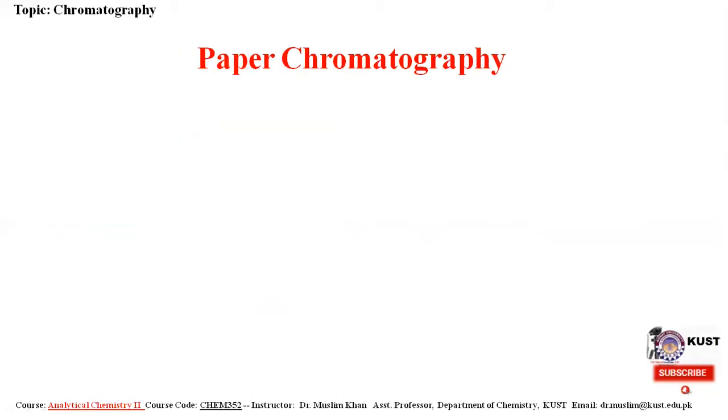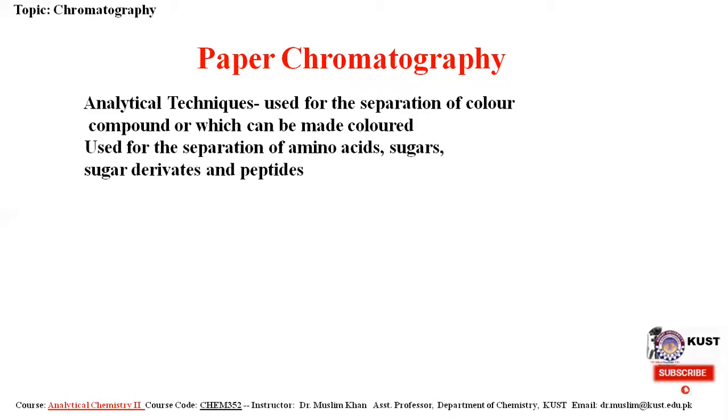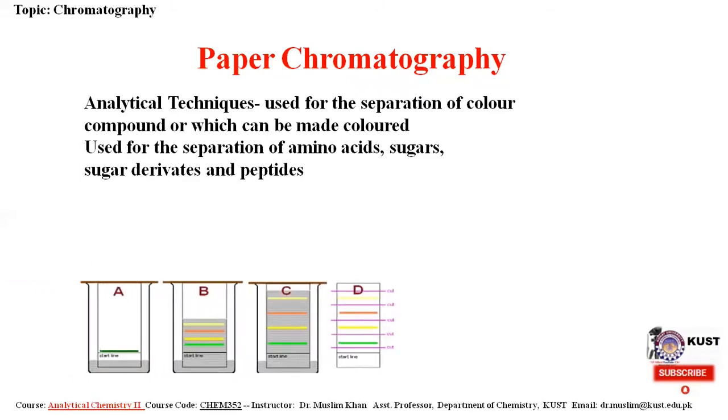What is paper chromatography? Basically, paper chromatography is an analytical technique used for the separation of colored compounds or those compounds which can be made colored later on. This paper chromatography can be used for the separation of amino acids, sugar derivatives, peptides, etc. And like other chromatography, paper chromatography has two phases. One is the stationary phase, where a piece of filter paper is used, and the other is the mobile phase.